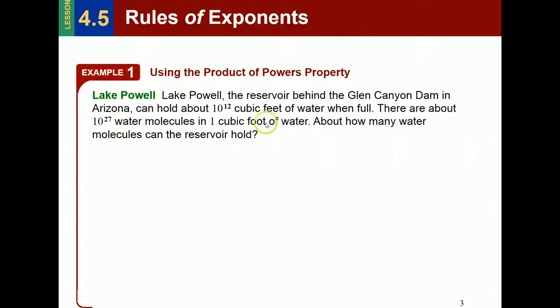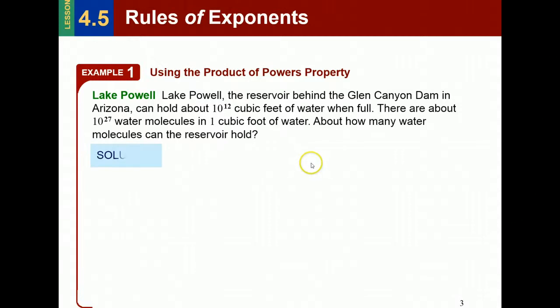You can think of it kind of like Arthur Square, but moved to the third dimension, right? Okay, so let's say there are 10 times 10 to the 27th water molecules in 1 cubic foot of water. How many water molecules can the reservoir hold?